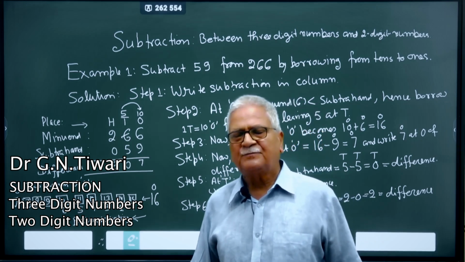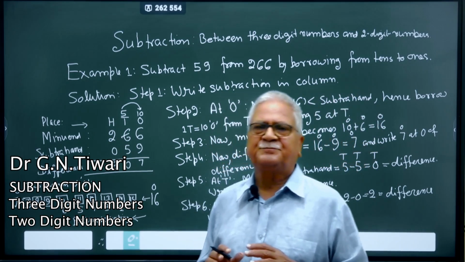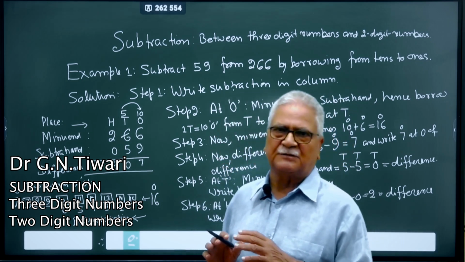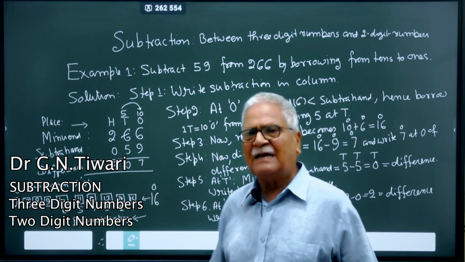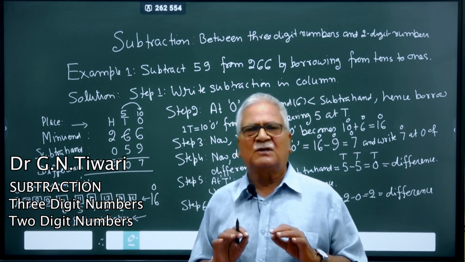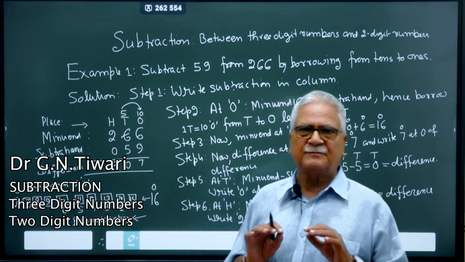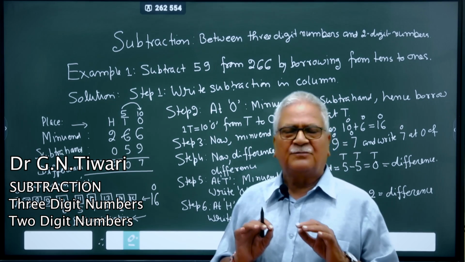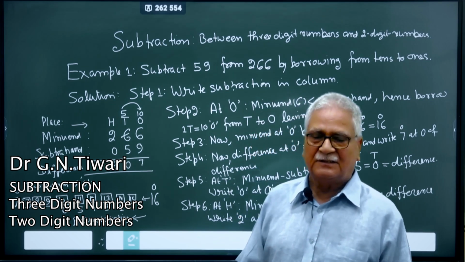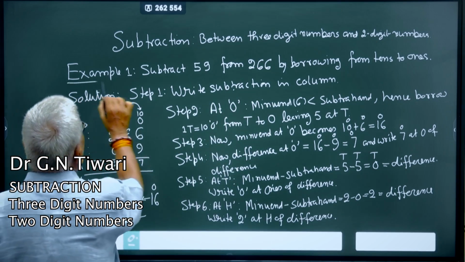Thank you very much. Today I will discuss the subtraction between a 3-digit and a 2-digit number for class 2 students. And I will give you an example. But before that, I just want to suggest to the students that the table should be remembered frequently, from 0 to 9 at least. Now I will start with the example. I have given example 1.